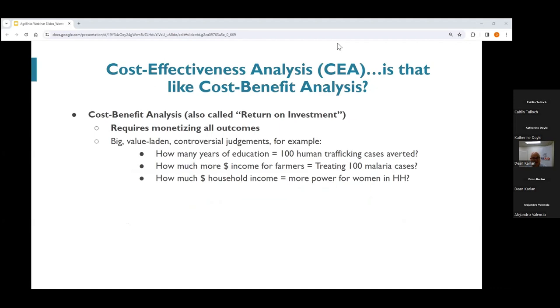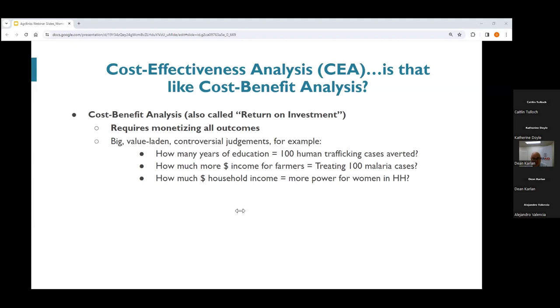Cost-benefit analysis allows you to compare interventions across sectors, across outcomes. This can be helpful when interventions have impacts across sectors. But doing cost-benefit analysis requires some big and bold assumptions in order to monetize those different impacts. In particular, it relies on assumptions about the dollar value of different outcomes.